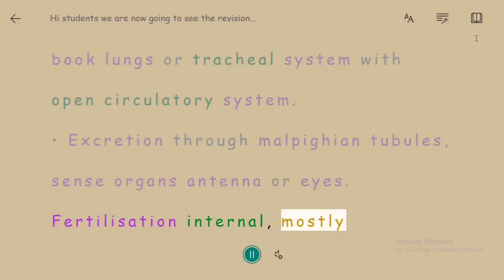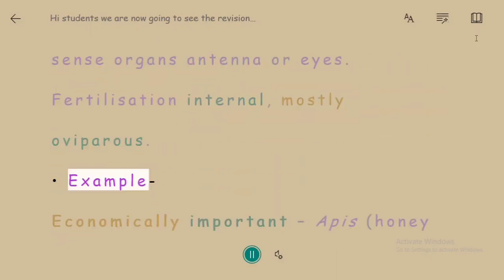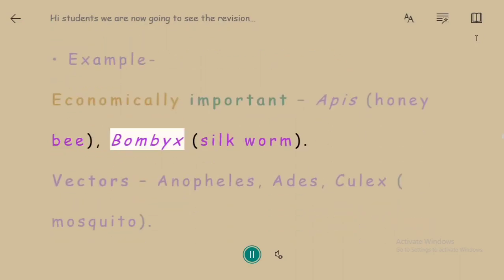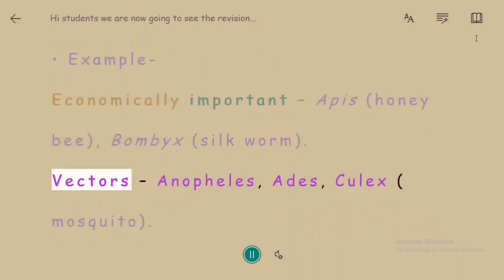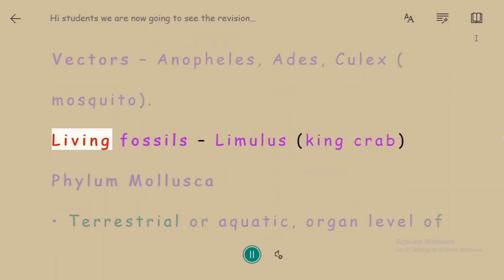Fertilization is internal, mostly oviparous. Examples: economically important, Apis, honeybee, Bombyx, silkworm. Vectors, Anopheles, Aedes, Culex, mosquito. Living fossils, Limulus, king crab.